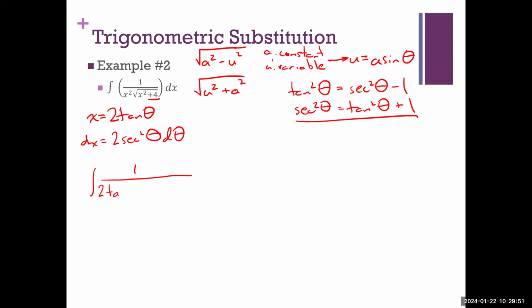Two tangent theta? Squared, so 4. Yeah, so I'll just leave it like this for now. And then times the square root of... times dx, which is what? 2 secant squared theta d theta. So again, our substitution, at least initially, makes everything look more complicated. So now it's up to us to start simplifying.